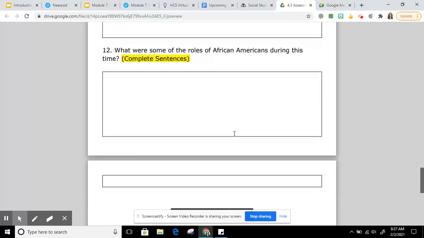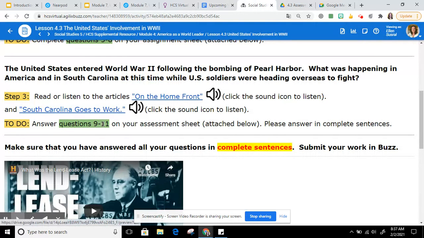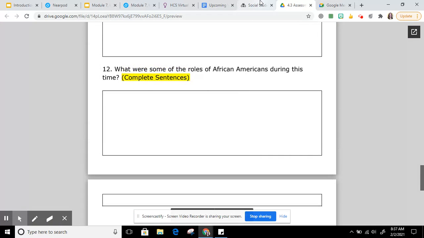And then number 12, what were some of the roles of African Americans during this time? So during the time of the war, what did African Americans do? Okay, and I believe there's a typo here. This should say questions 9 through 12. So I'll go make that edit because there are 12 questions on your assignment sheet here.